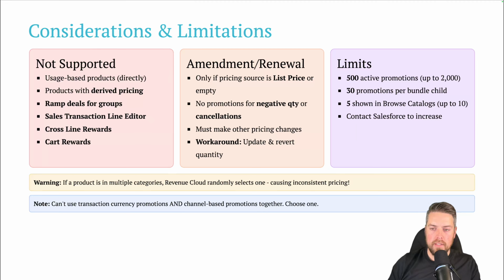There are also limits in how many you can have. So you can have up to 500 active promotions, and you can have specific numbers of promotions for bundles and bundled childs. And if you have a lot of promotions, only some of them will show when you're in, for example, the browse catalog. So you're going to see 5 of them in the browse catalog screen. That number can be increased up to 10 if you contact Salesforce support.